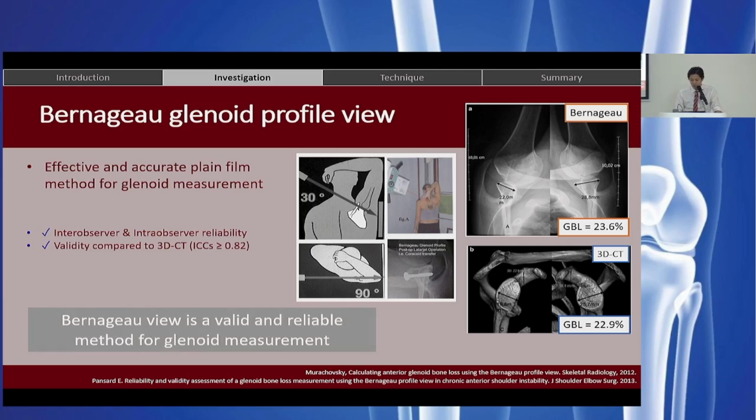From the image on the right, you will see 23.6% glenoid bone loss from the Bernageau view compared to 22.9% from 3D CT in the same patient, which is very close. The study concluded that this view is valid and reliable for glenoid bone loss measurement. However, this study doesn't propose that it will replace CT; for preoperative measurement, they still recommend using the 3D CT.